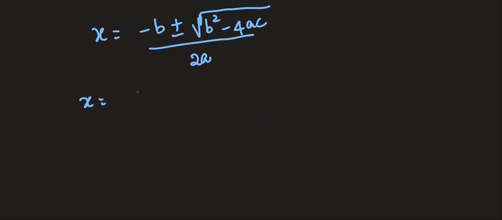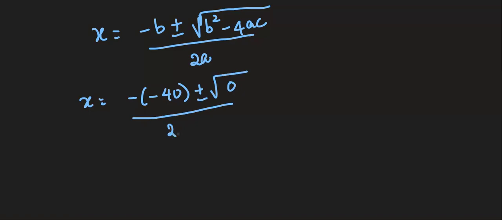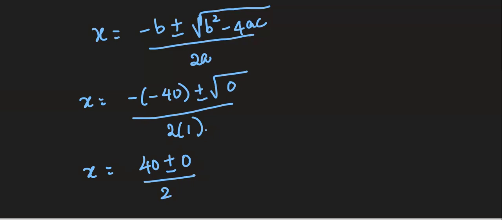So x is equal to b will be minus 40. So there is already a minus sign. So minus 40 plus minus. Now we know after solving, b square minus 4ac is 0. The whole thing by 2 into 1. So value of x is equal to minus into minus 40 becomes positive 40 plus or minus root of 0 is 0, over 2.